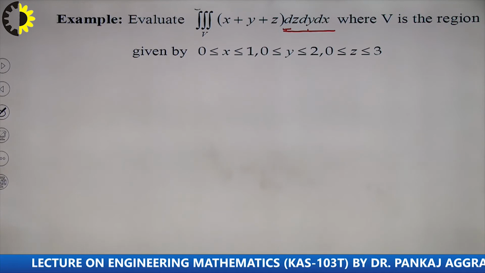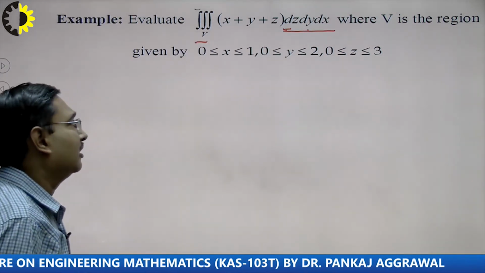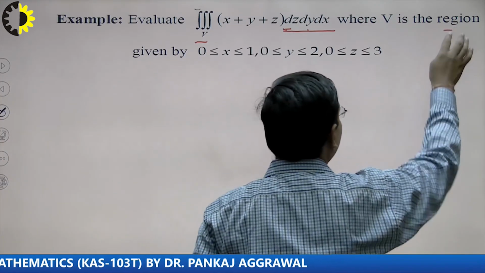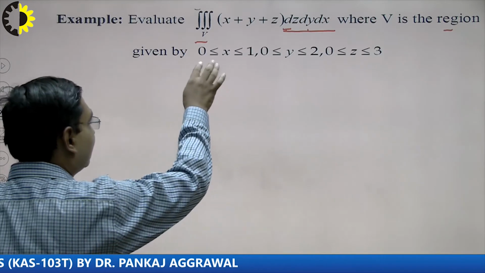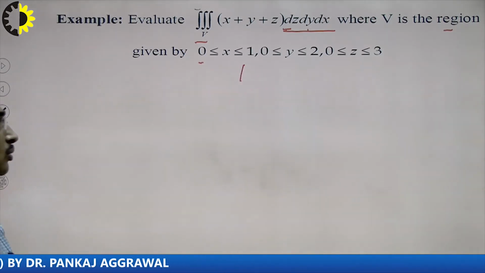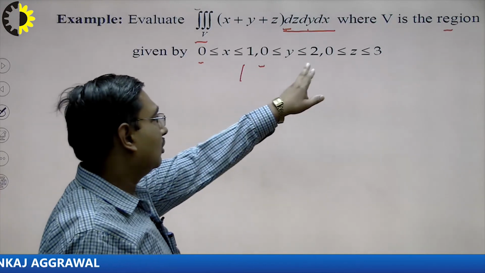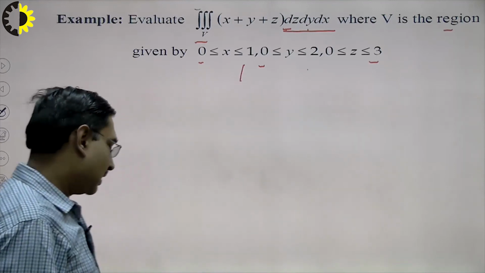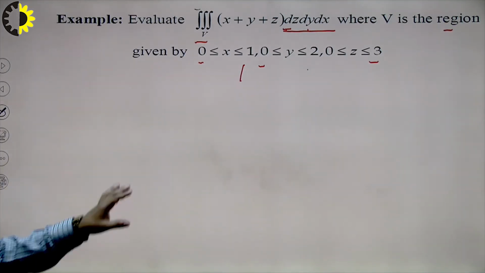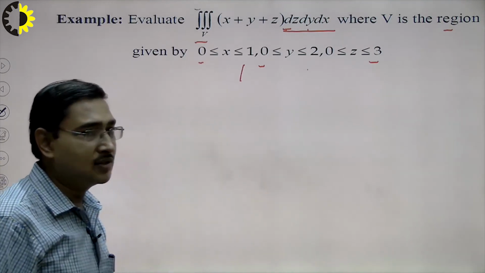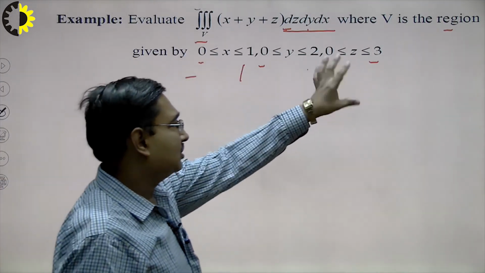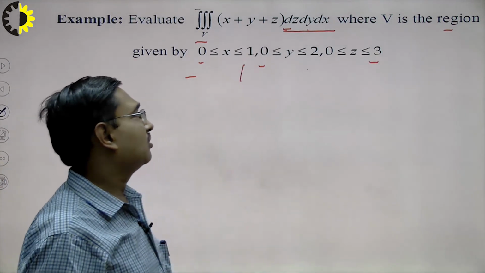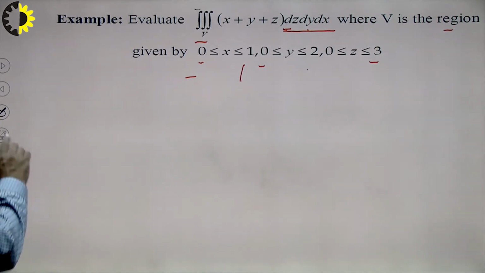Example says, evaluate this triple integral of x plus y plus z dz dy dx, where V is the region given by x from 0 to 1, y from 0 to 2, z from 0 to 3. This triple integral is to be evaluated. This is the region. From the limits we can see that it is a cuboidal region, so these values of x, y and z will work directly as limits.